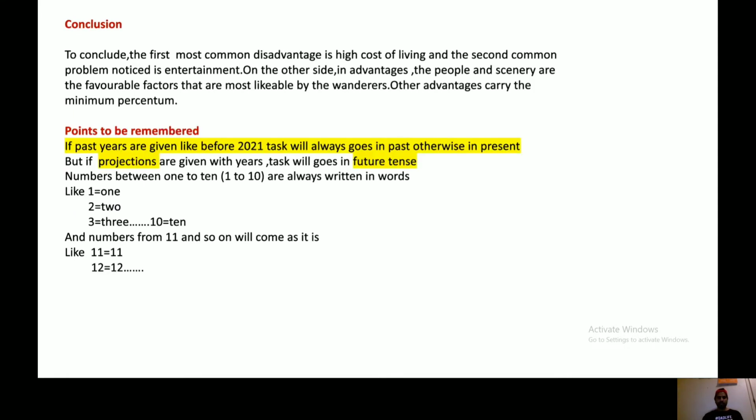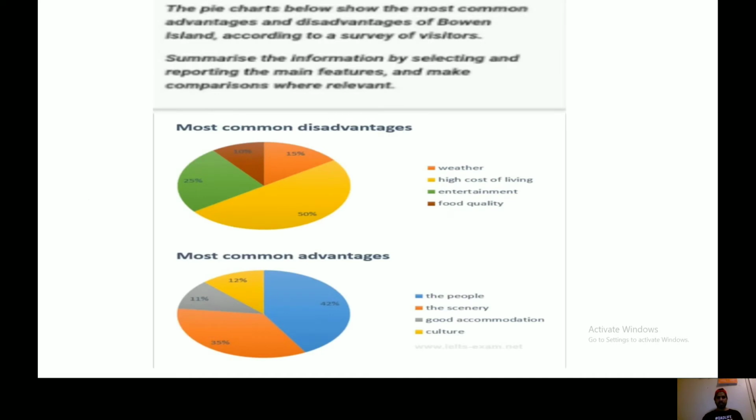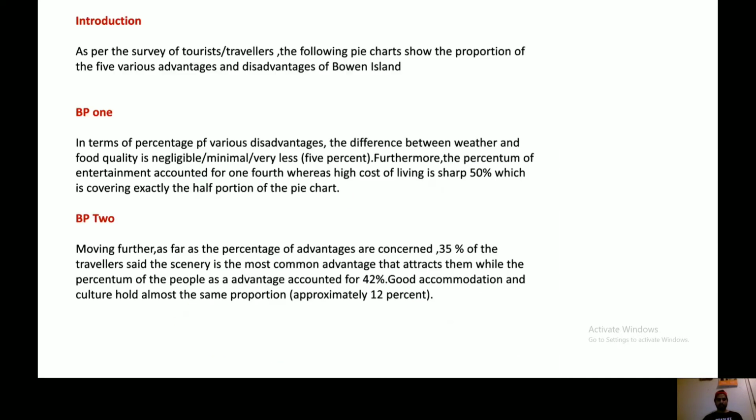We are going for the second pie chart. It's for advantages. We have been given 4 different kinds of advantages, and we have to make a comparison in that. Okay, so just to gear up, I use "moving further", which is a beautiful thing you can do, like moving further or furthermore or moving ahead. You can use any of them.